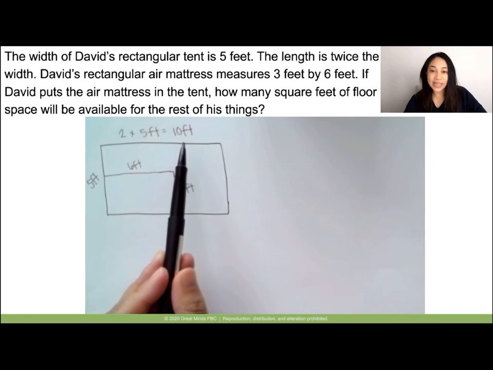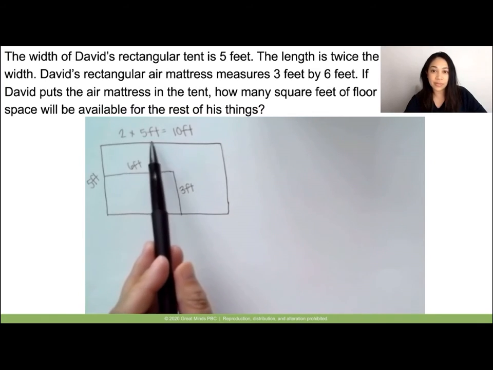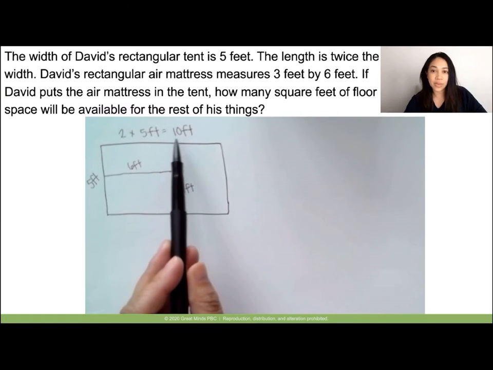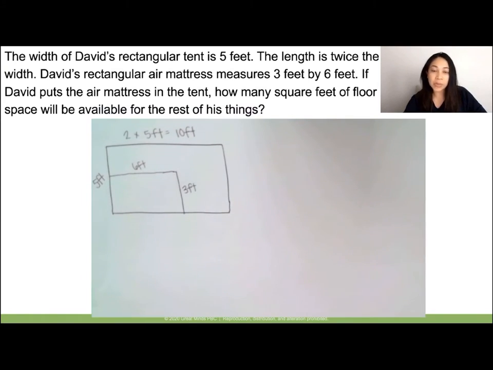Here you can see in my drawing, I labeled the length of David's tent as 10 feet. How did I figure that out? We know its length is twice its width, so I multiplied 2 times 5 feet, and that equals 10 feet.